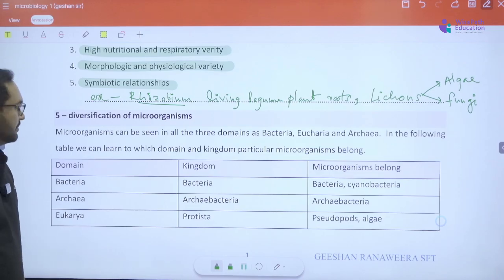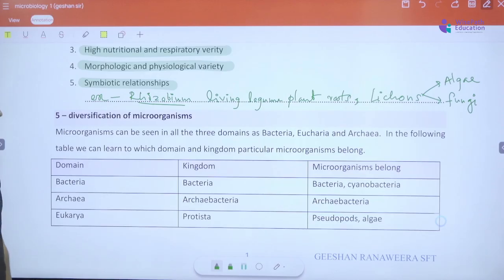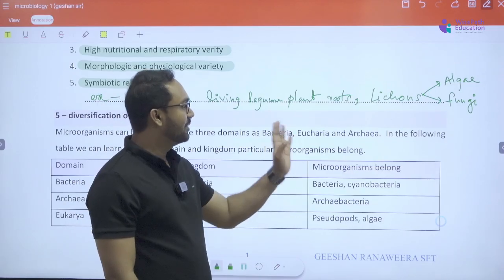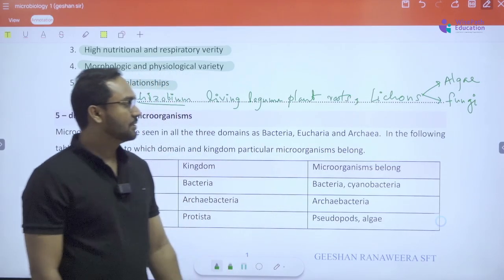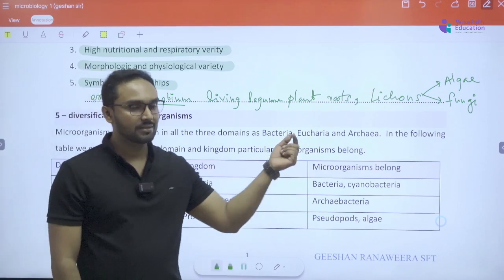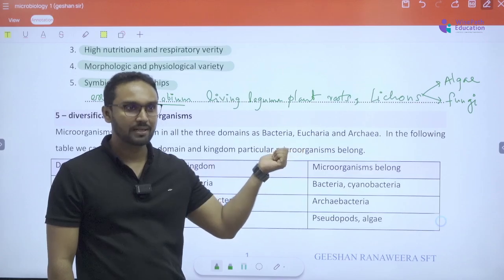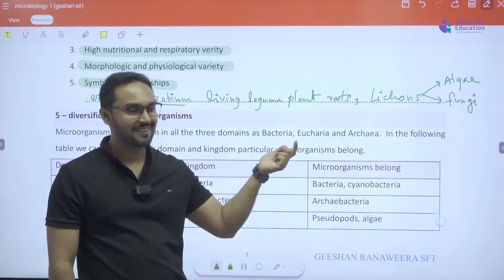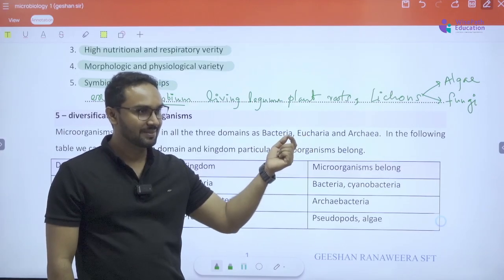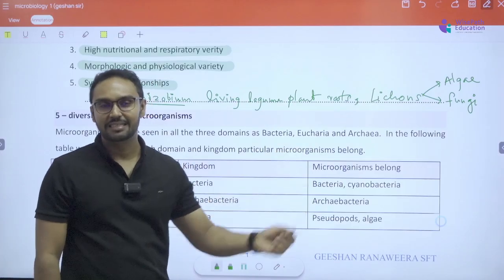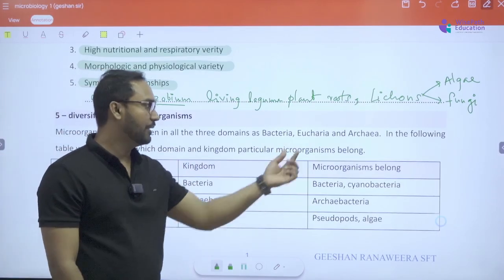Diversification of microorganisms. Microorganisms can be seen in all three domains: bacteria, eukarya and archaea. Which domain do you think you belong to? Is it bacteria, archaea or eukarya? Archaea? No. It's eukaryotic, right? So you belong to eukarya actually.